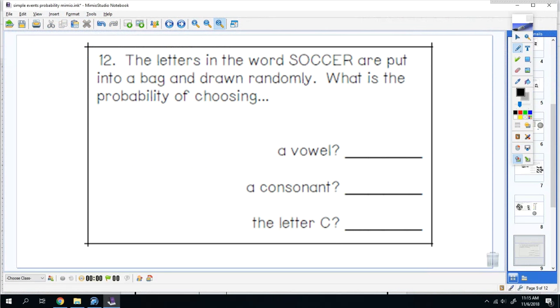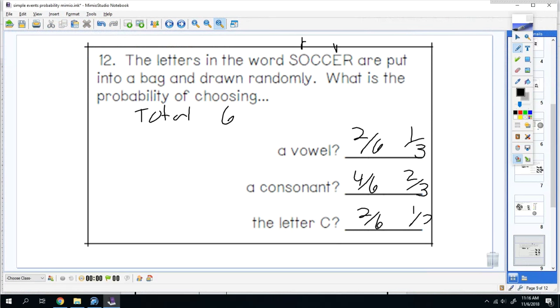The letters in the word soccer are put in a bag and drawn randomly. What's the probability of choosing a vowel? So you have a total of 6 letters. A vowel is A-E-I-O-U. So I have 2 vowels, O and E. So it'd be 2 out of 6, which equals 1/3. A consonant is everything but a vowel. So it's asking for the complement. Well, the complement would just be 4 out of 6, which is 2/3. The letter C would be 2/6, because there's 2 C's out of 6 letters, which is 1/3.